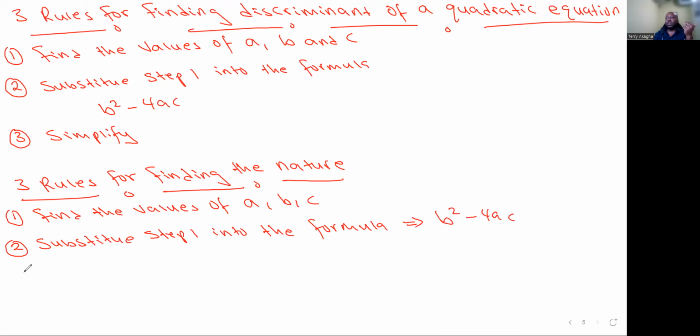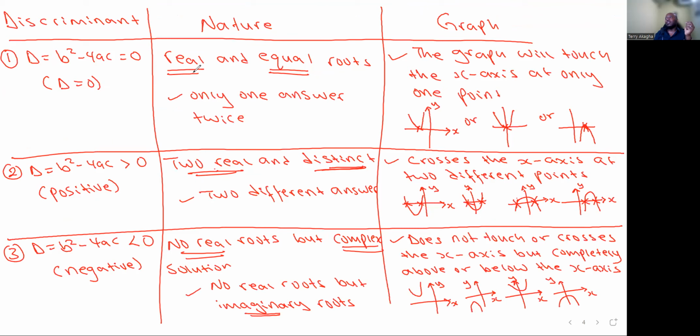Now, when you substitute and you get your answer, the next thing you need to do is analyze. So remember, you need to analyze if your answer was 0. If you solve this and your answer was 0, what does that mean? It means that it's real and equal roots. And when you draw the graph, it's only going to touch the x-axis at one point.